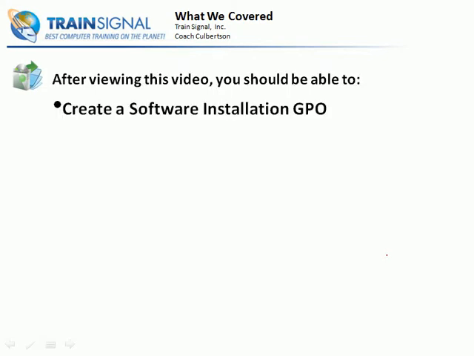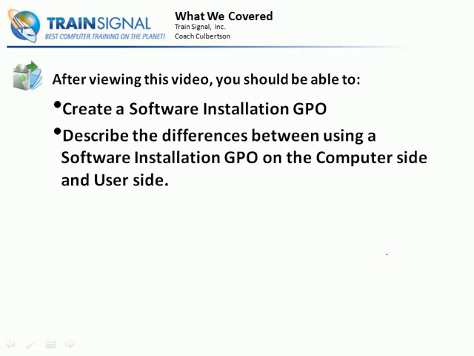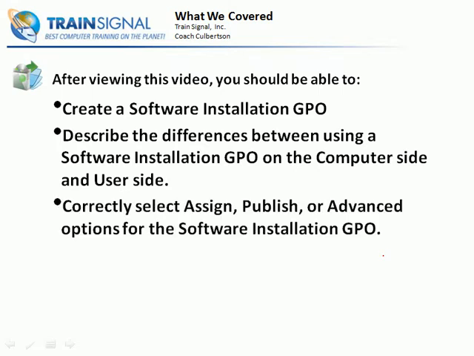So after this video, you should be able to create a software installation GPO. You should be able to describe the differences between using a software installation GPO on the computer side and on the user side. You should be able to correctly assign, publish, or use some advanced options for the software installation GPO. Remember, using those options in the advanced section, you can upgrade your software, and using the group policy object setting itself, you can actually uninstall software as well.